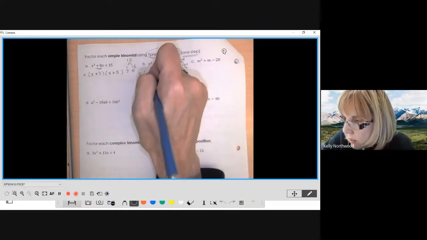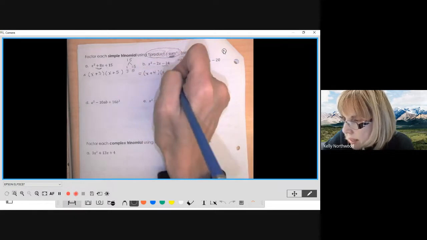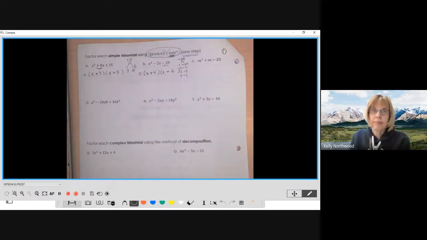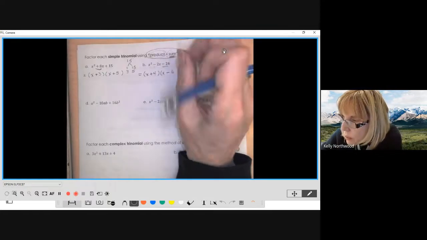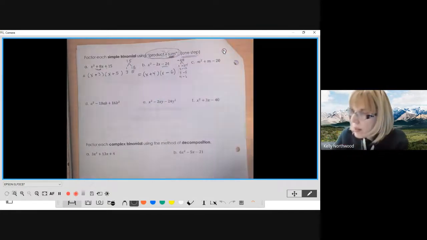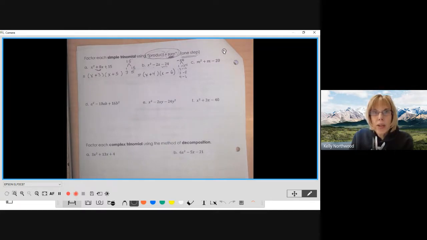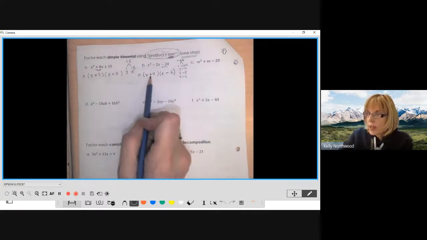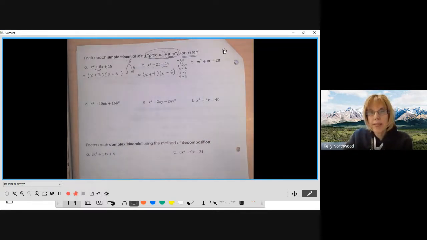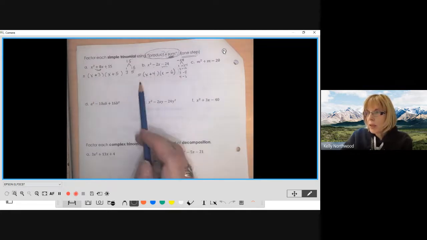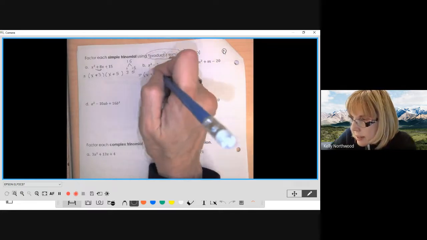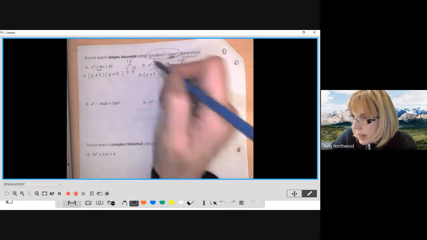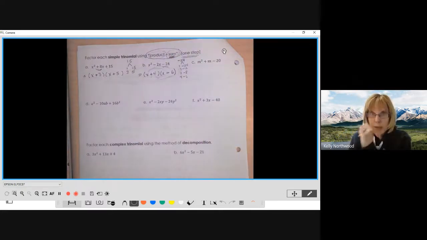So x plus 4 times x minus 6. I've got my bracket a little far over here. I'll just move it. So if I factor x squared minus 2x minus 24, I should get x plus 4 times x minus 6. And if you were to expand that out, doing this, you would end up getting x squared minus 2x minus 24 back.